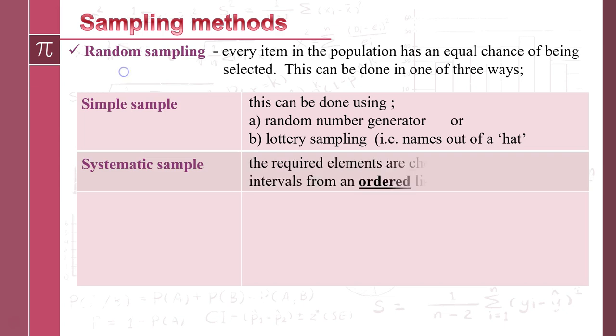You've then got a systematic sample, where you take each person from an ordered list, and you take them at regular intervals. So, for example, I get my list of all my year 7s, and I take every 5th person, or I take every 8th person, or however many I decide that I need.